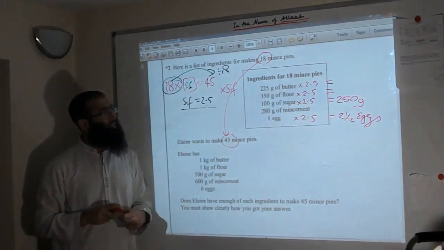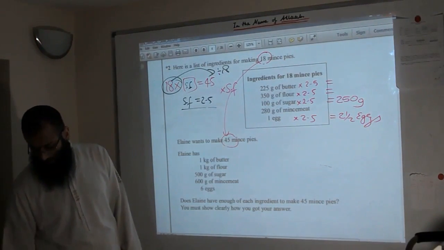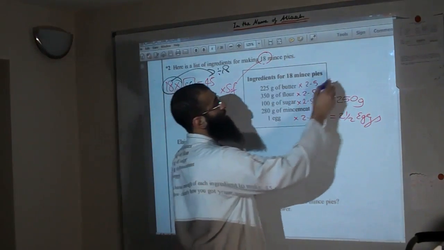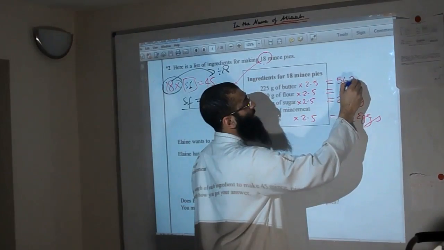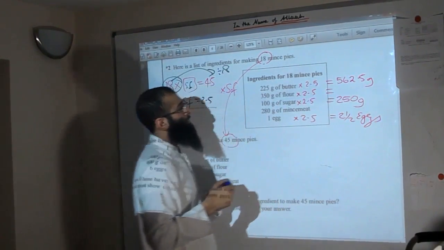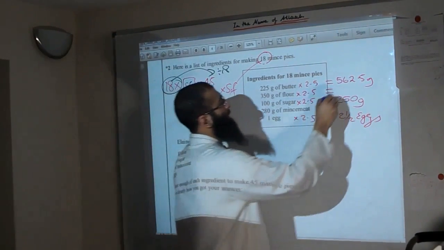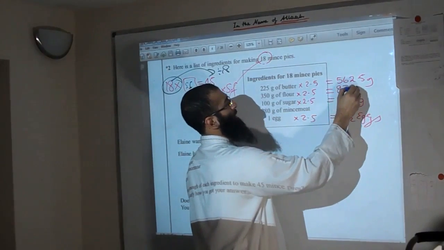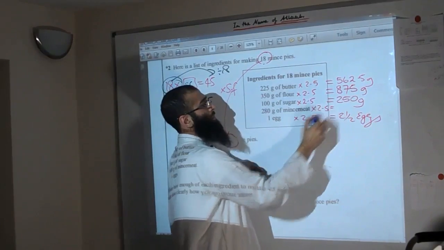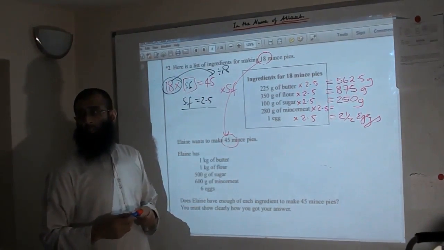Okay, can I have some assistance on the top two, please? Can you give me the right values? 562.5 for the top one? Yeah. Okay, the next one? 875. Yep. Okay, I missed one out: 280 grams of minced meat. That will give us 700.